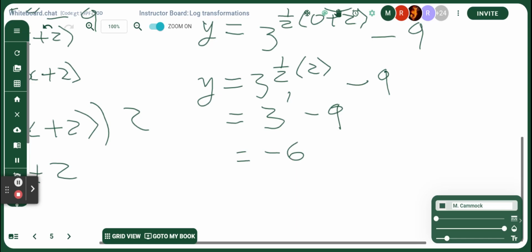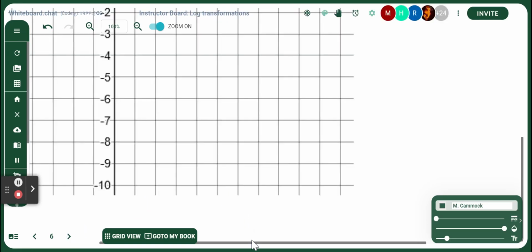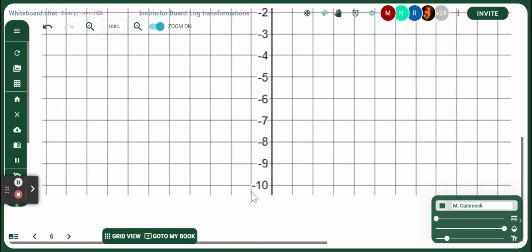I'm going to go to my next page now, and I'm going to ask you to come along with me to number 6. I'm going to put this all together in a nice, smooth exponential function, not a log function this time, but an exponential function. Let me go to page 6 now. On my graph, I'm first going to put in my horizontal asymptote.